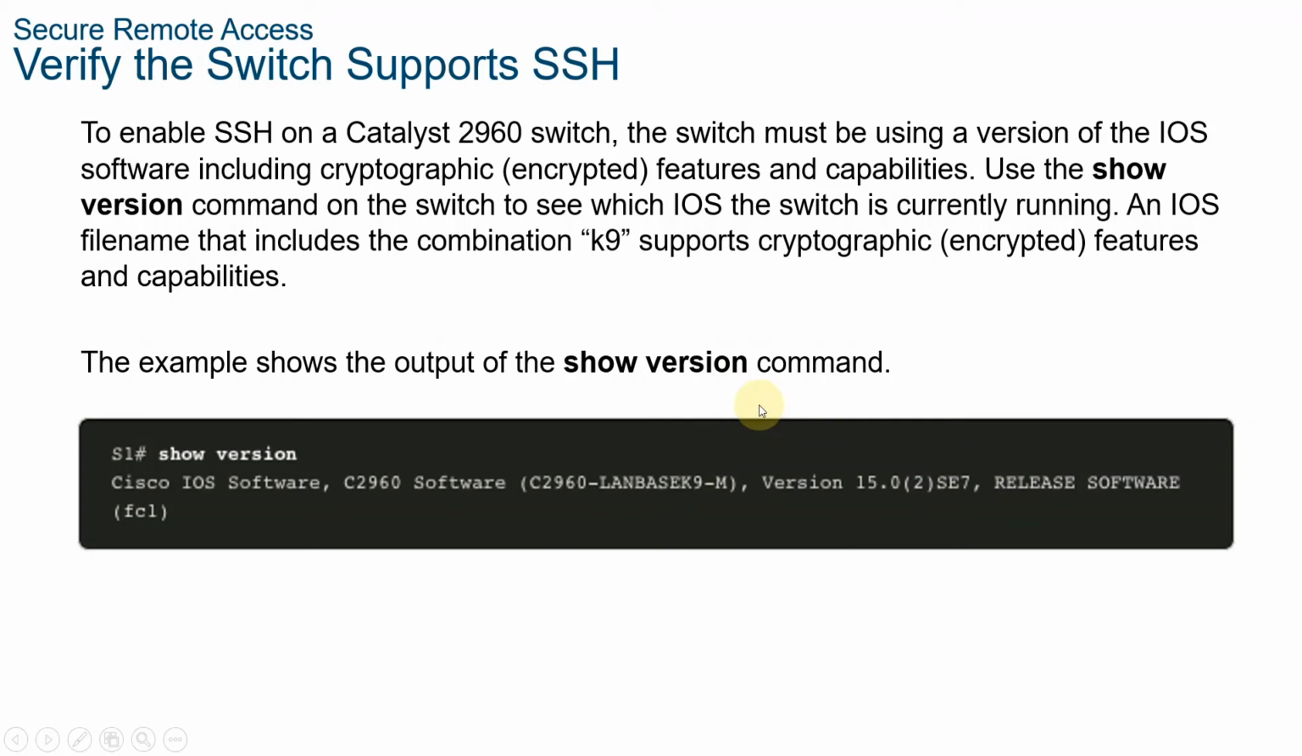Next, how do we verify that the switch supports SSH? To enable SSH on the Catalyst 2960 switch, the switch must be using a version of the IOS software including cryptographic or encrypted features and capabilities. We can use the show version command on the switch to see which IOS the switch is currently running. An IOS file name that includes the combination K9 supports cryptographic or encrypted features and capabilities. As you can see here, you've got K9 there. This example shows the output of the show version command for an IOS that supports SSH.